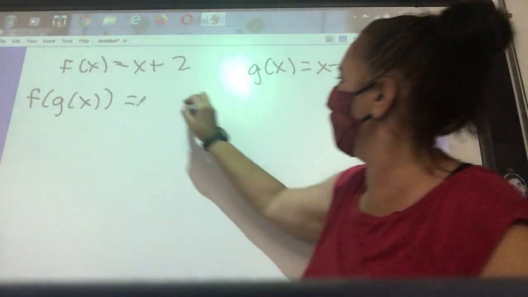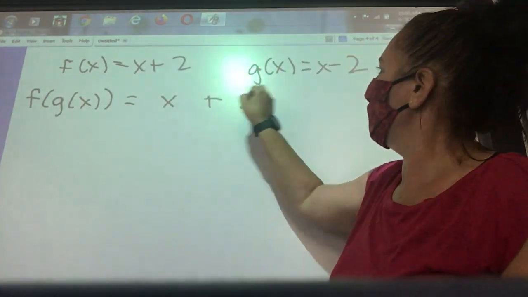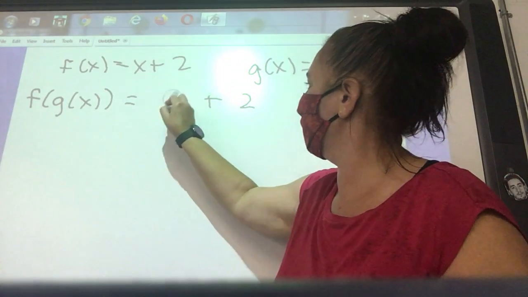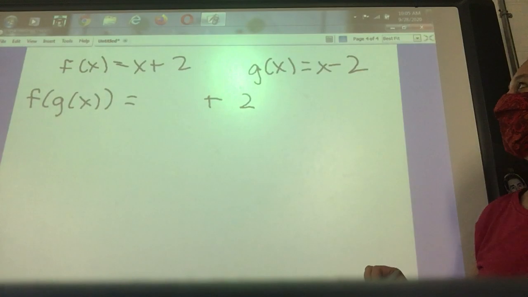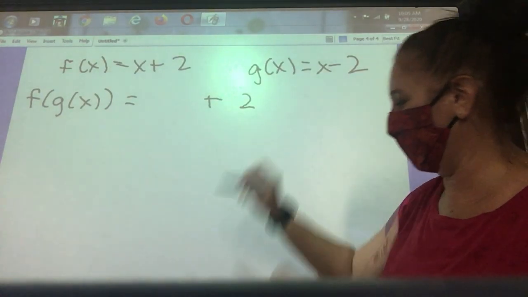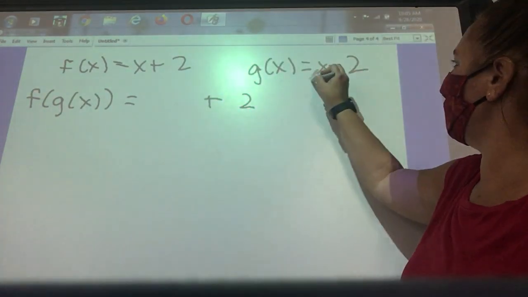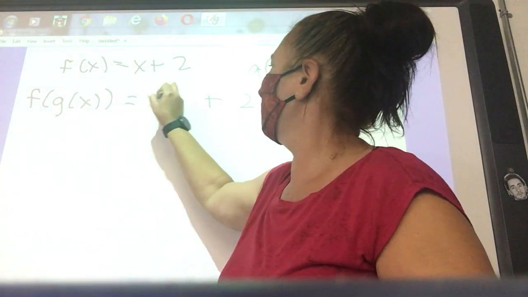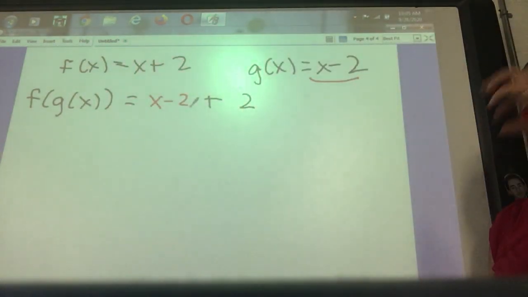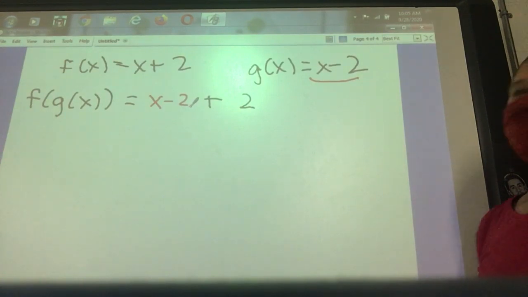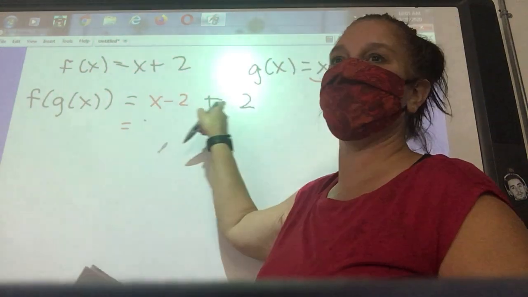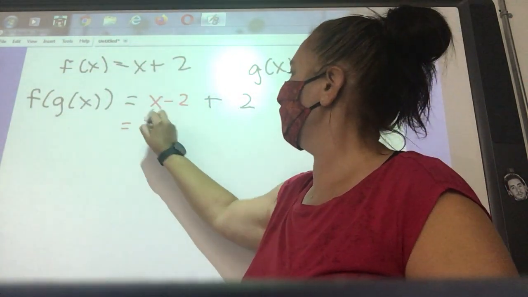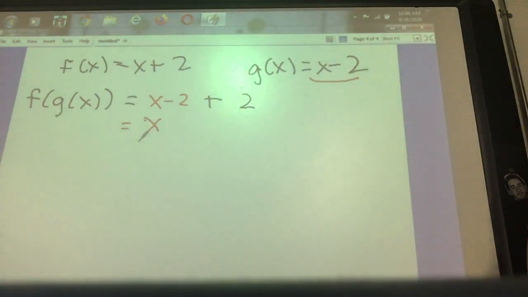Jillian, what's the f function? But I replace the x with, what do I replace the x with? I replace the x with the entire g function. So you literally put the entire g function into wherever you had an x in the f. Jillian, what's 2 minus 2 plus 2? Minus 2 plus 2. So that just gives us x. So f of g of x equals x.